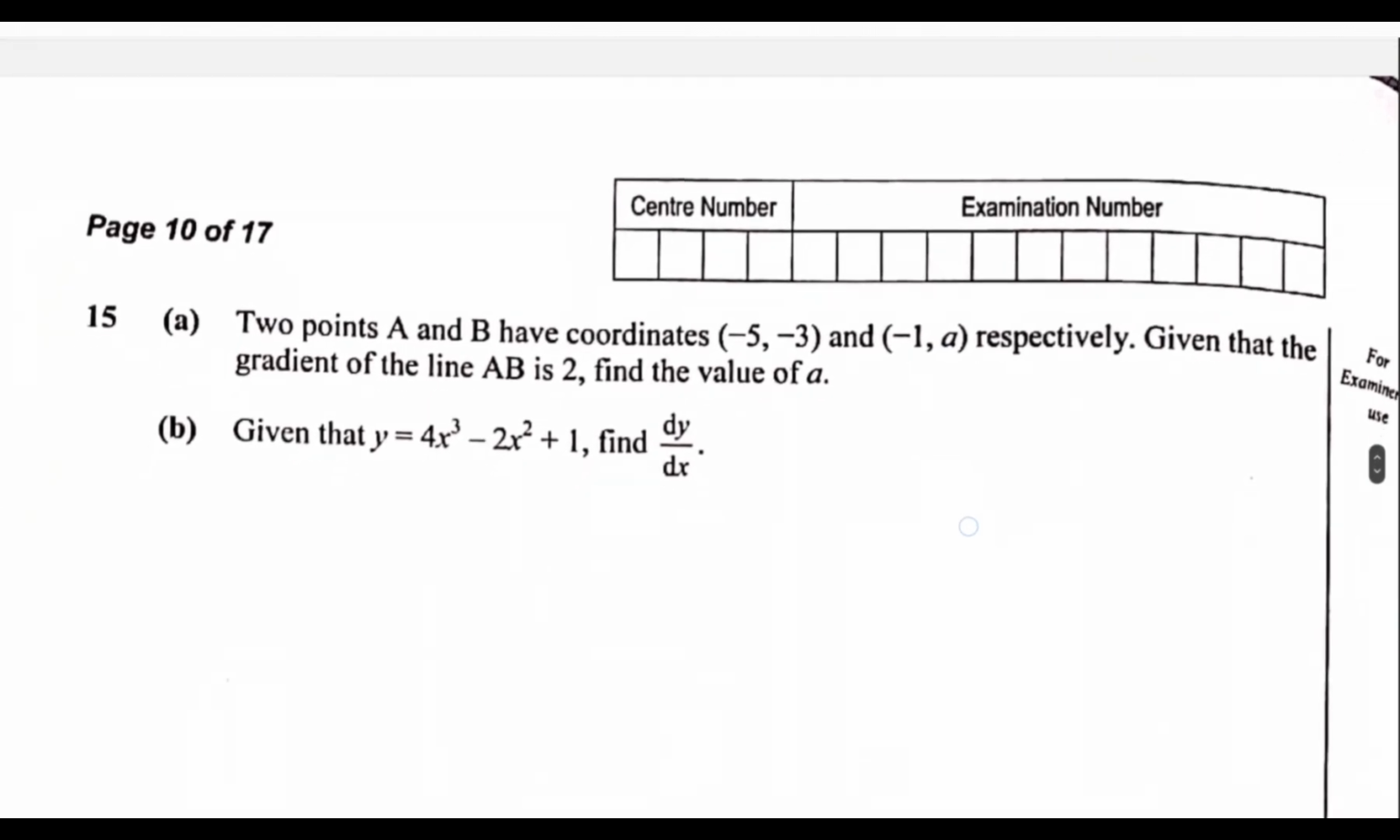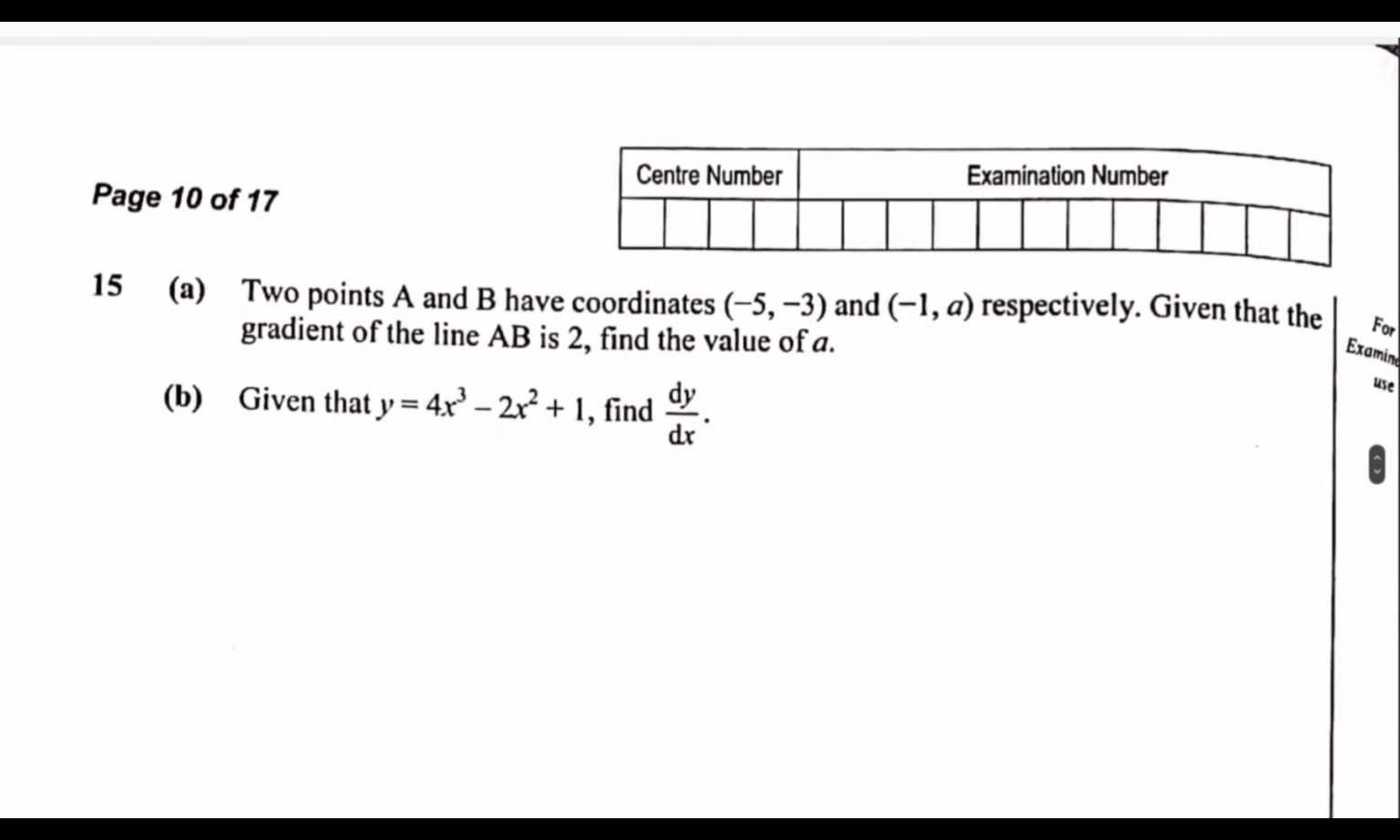So question number 15, we have part A. Two points A and B have coordinates (-5, -3) and (-1, A) respectively. Given that the gradient of the line AB is 2, find the value of A. So how do we find the value of A? It's simple. The only thing is we use the formula for gradient. So for part A, gradient is equal to y2 minus y1 over x2 minus x1.